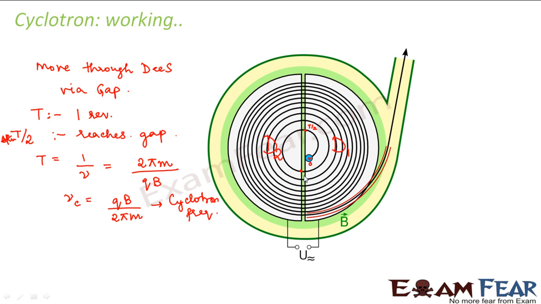This is how the motion keeps continuing, and as a result, every time the particle crosses the gap, it gets accelerated. As a result of acceleration, the radius keeps increasing, and a time comes when the radius becomes equal to the radius of the D, that is, the same as the size of the D. Then what happens? It goes through the exit terminal, and the particles are collected from this exit terminal.